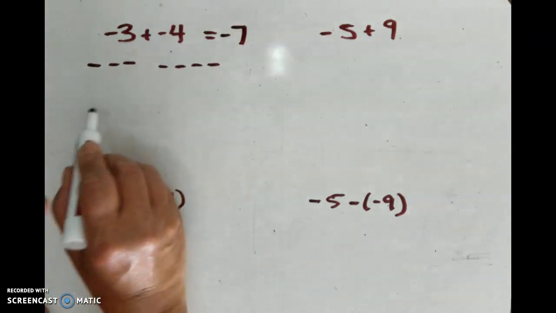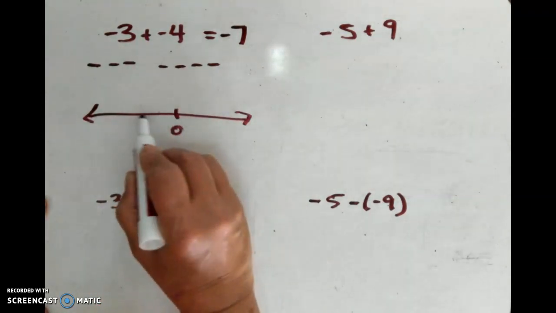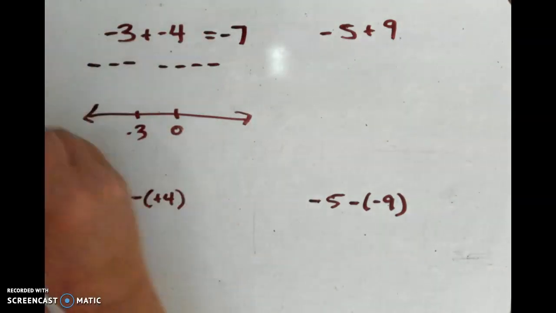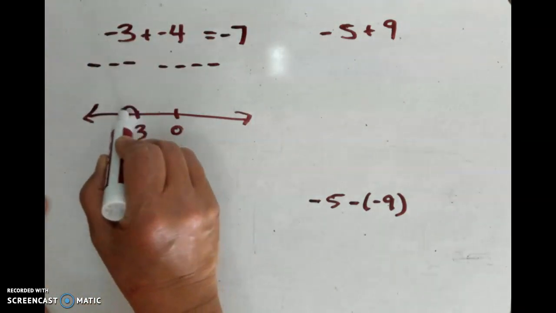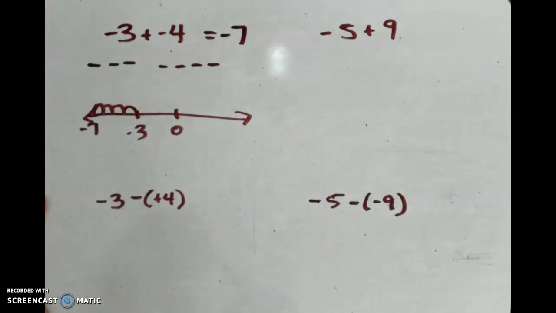Could also do this on a number line. So here's my 0. Here's -3, and this is really saying add -4. So I'm going to go backwards 4. 1, 2, 3, 4, which would take me to -7.